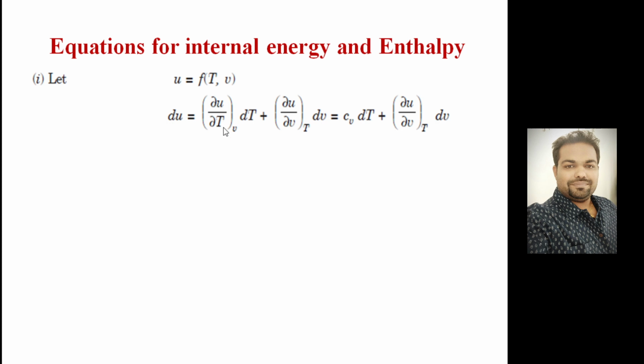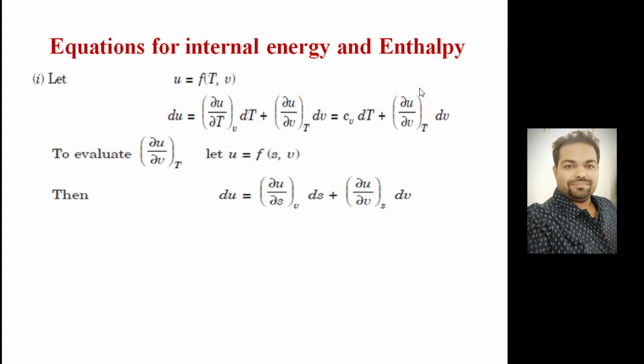This term is nothing but your Cv, because dU is equal to Cv dT. So ∂U/∂T at constant V can be written as Cv. So in place of this term, you can write Cv. So Cv dT plus ∂U/∂V at T dV. To evaluate this term now, you need to make another assumption that internal energy is a function of entropy and specific volume.